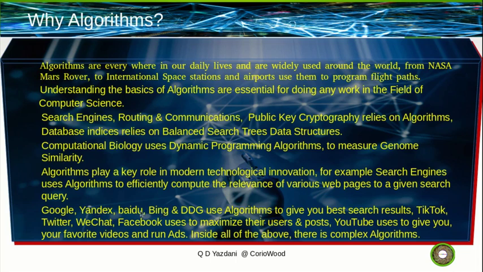Google, Yandex, Baidu, Bing, and DDG use algorithms to give you the best, most relevant search results. Well, what about TikTok, Twitter, WeChat, and Facebook? They use algorithms to maximize their users and posts. The TikTok guys use algorithms, the Twitter guys use algorithms, WeChat in China and Facebook in America all use algorithms, so that users come to their website and spend the most time.